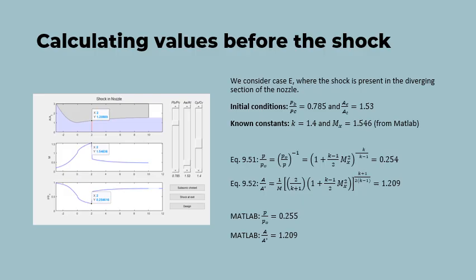Equation 9.51 yields a pressure ratio before the shock of 0.254, while the tool yields 0.255. Equation 9.52 and the tool both yield an area ratio of 1.209. The discrepancy in the results is decidedly very low.